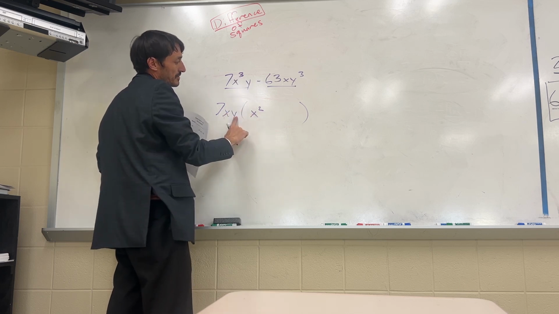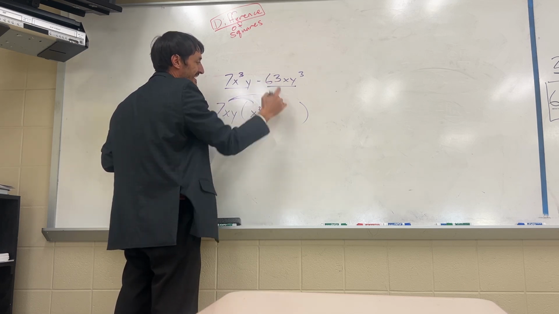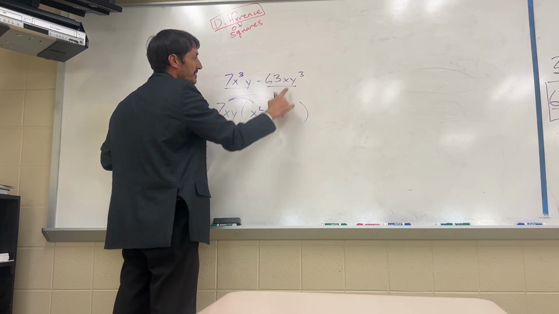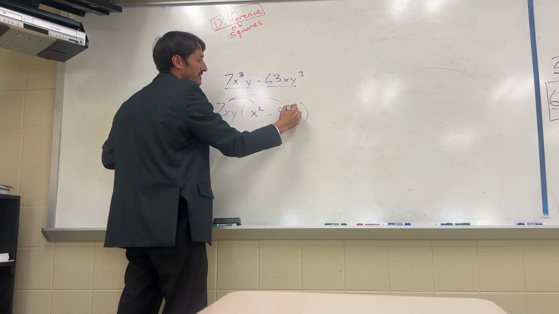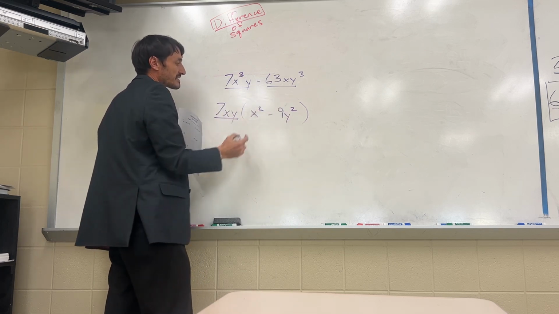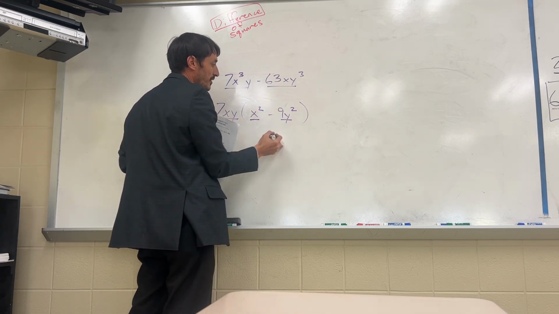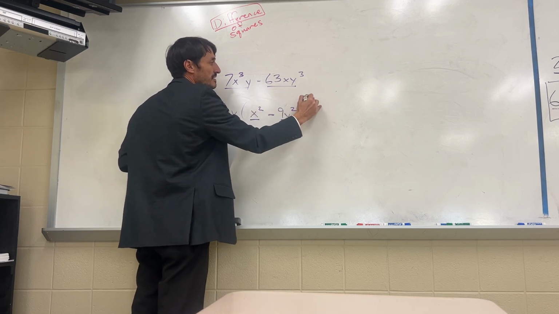We took the y out, okay? 7 times what? 7 times 9 is 63. We took the x out, y cubed. We took 1y out, so what's left here is y squared. Okay, we're done taking this out, and if you notice, we have two perfect squares with subtraction in the middle. This is a difference of squares.